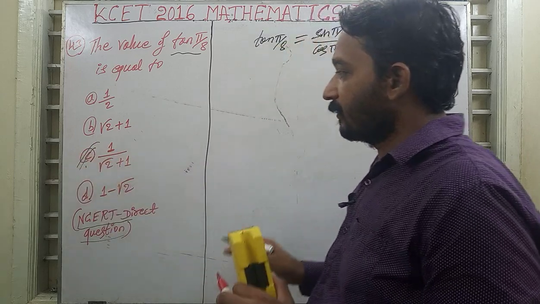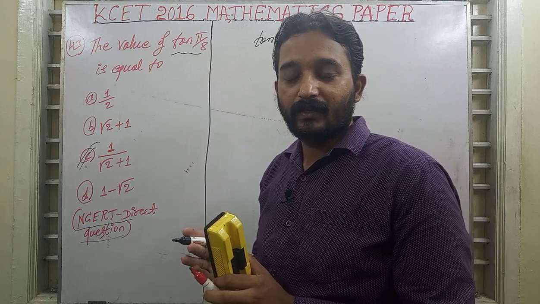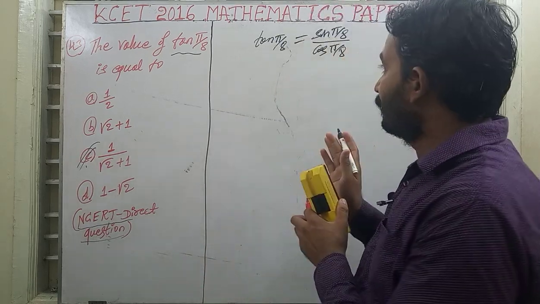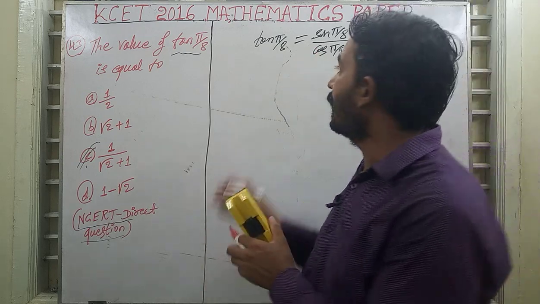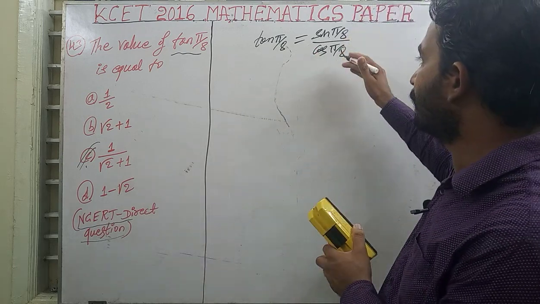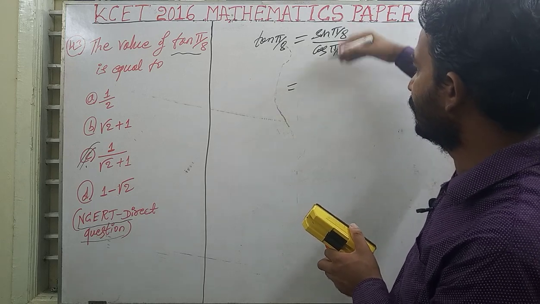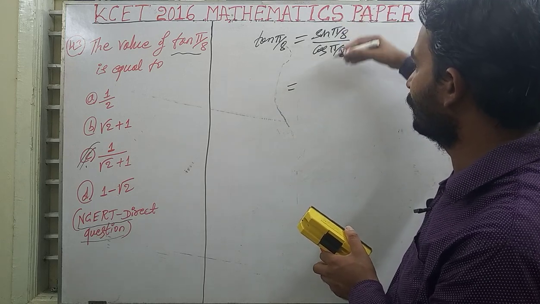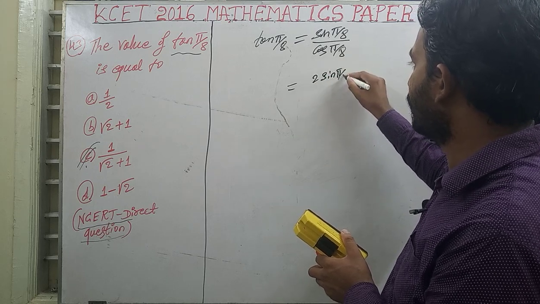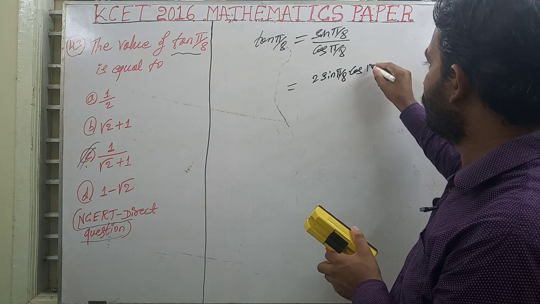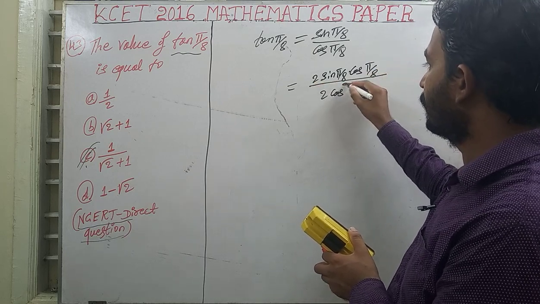But how can you solve this question? This is the question. So this is the way of approaching this type of problem. Tan pi by 8 is equal to sin pi by 8 divided by cos pi by 8. In this case, multiply both numerator and denominator by 2 cos pi by 8, so we get 2 sin pi by 8 into cos pi by 8 divided by 2 cos square pi by 8.